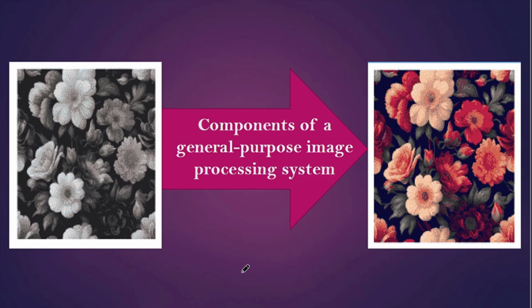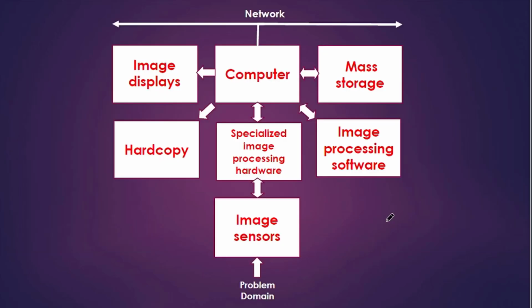Hello everyone. In this class I am going to explain about components of a general purpose image processing system. This concept explains what are different components needed to process an image. These are the components required to process an image.